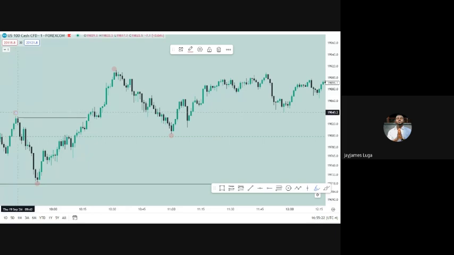So let's imagine this was the last high. This was the higher high, and this was the higher low. So always don't lose track of the higher low that created the impulse. Where did the impulse start from?